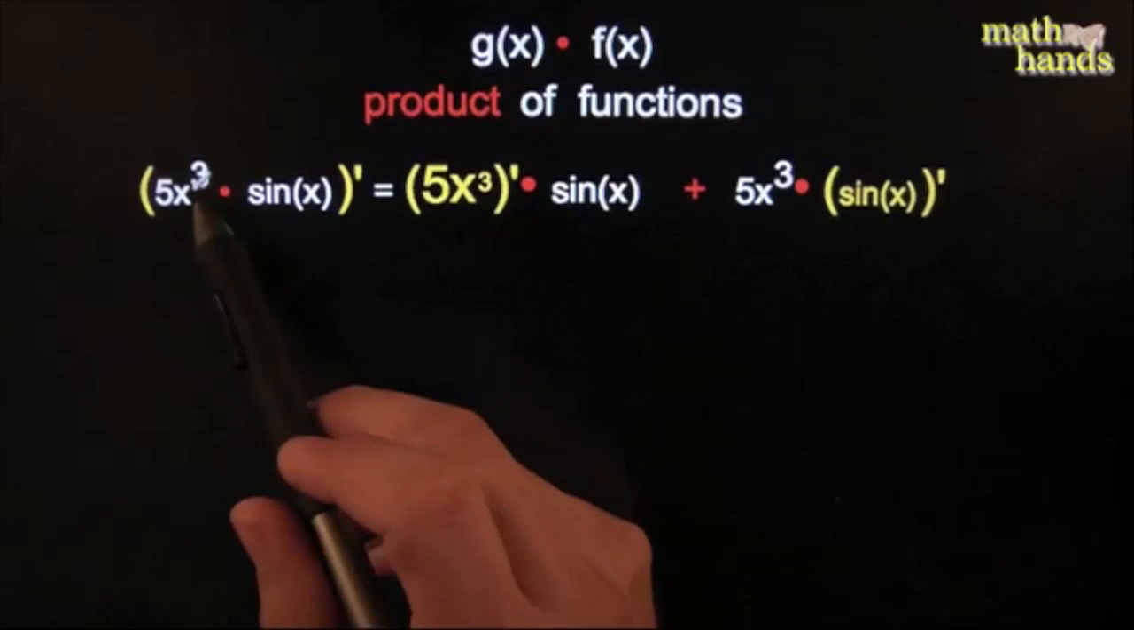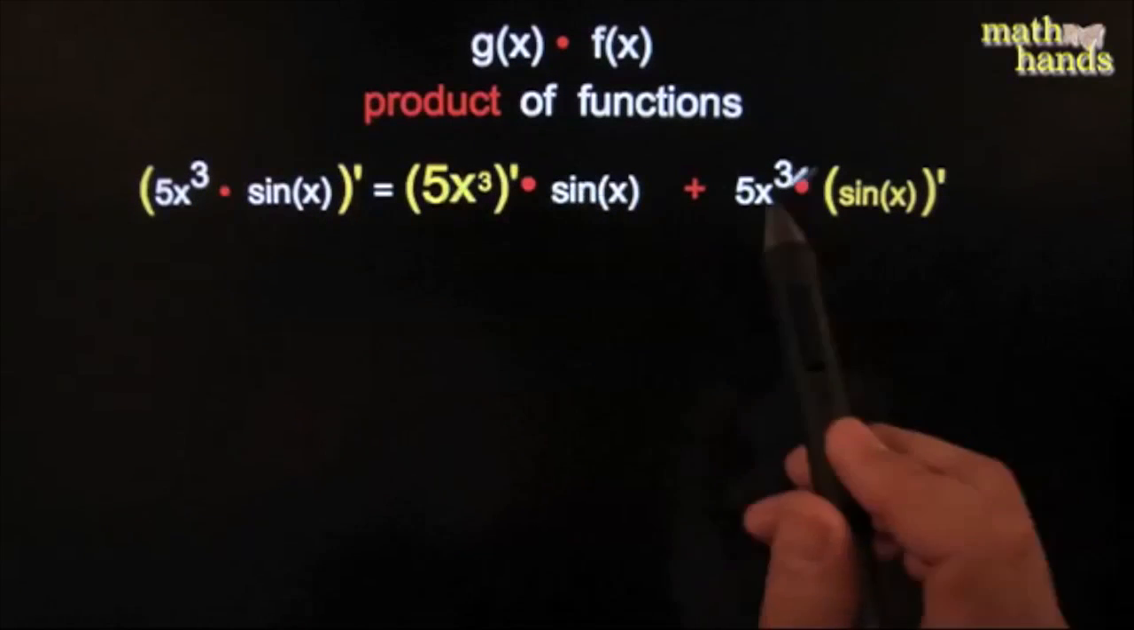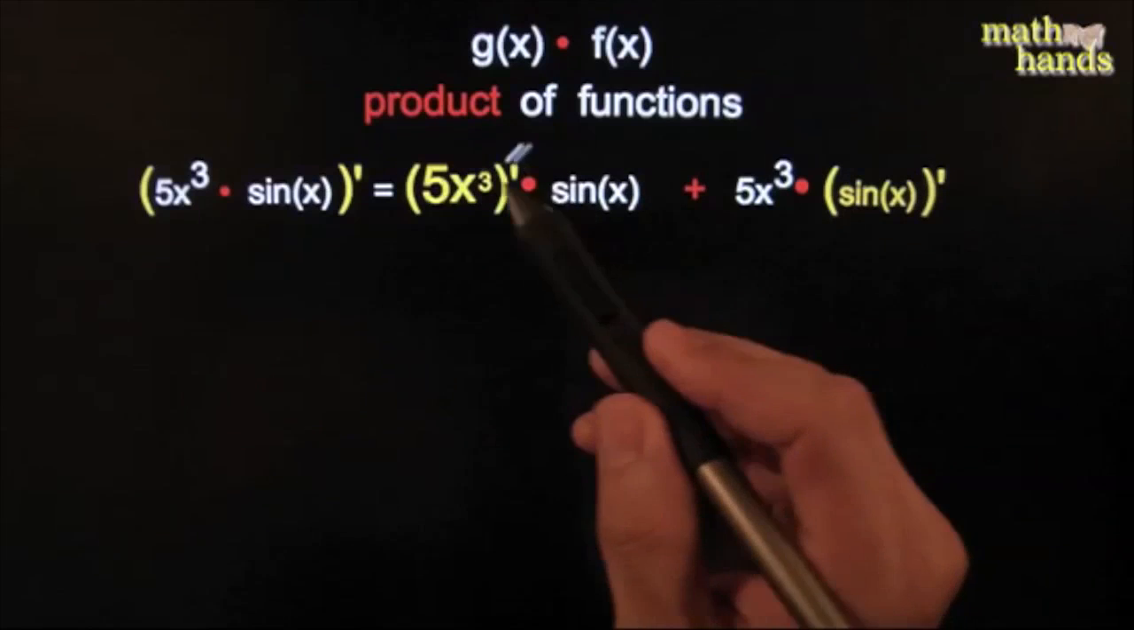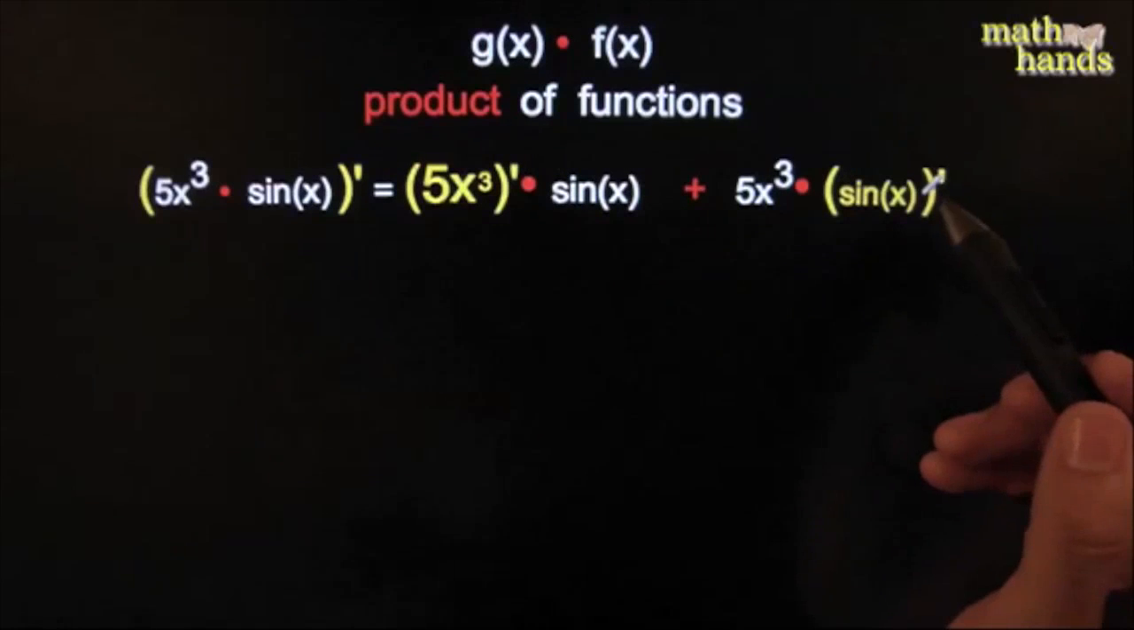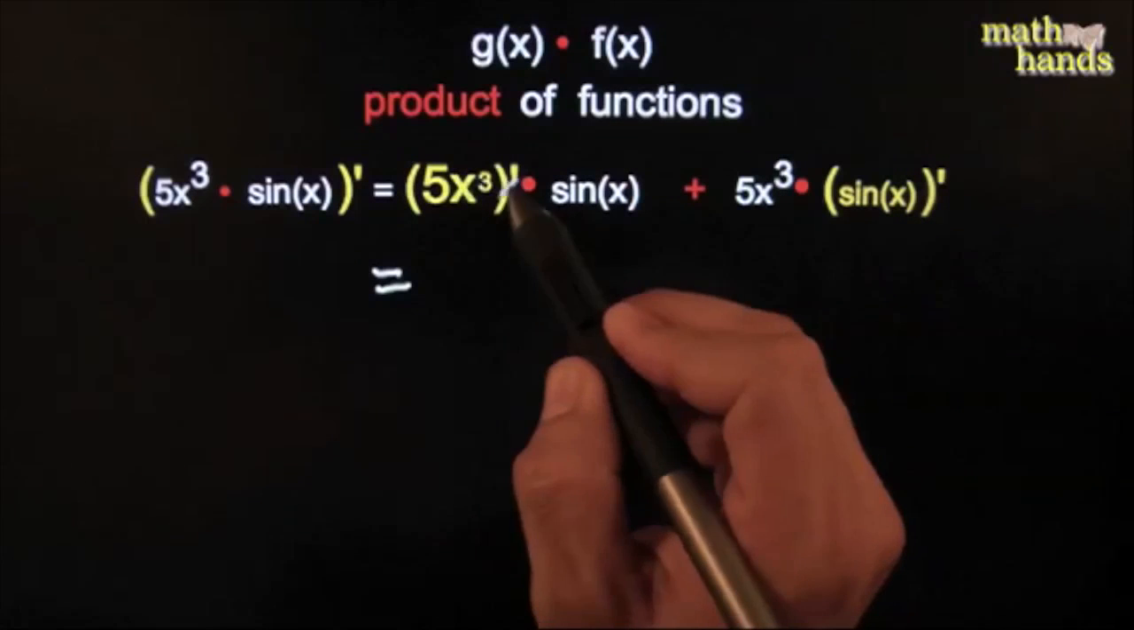Here's a little bit more interesting one. 5x to the third sine x. What you do is you write it all over again. 5x to the third sine x, 5x to the third sine x. On the first one you take the prime on the first one. On the second one you take the prime on the second one. Right? And then that's the product rule. And then the rest of it is not that hard. You just do each piece separately.